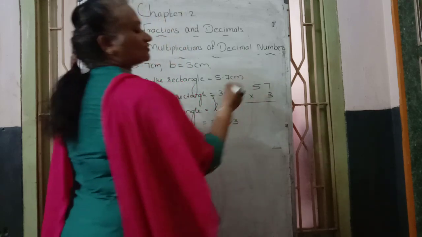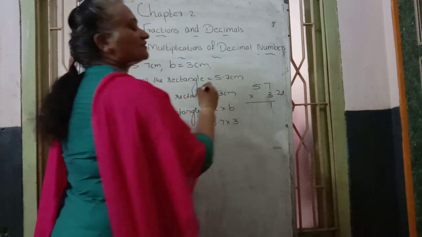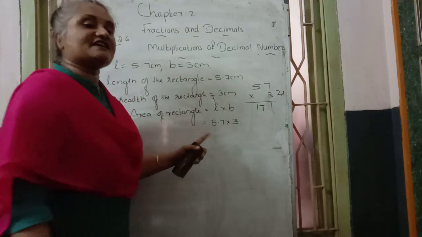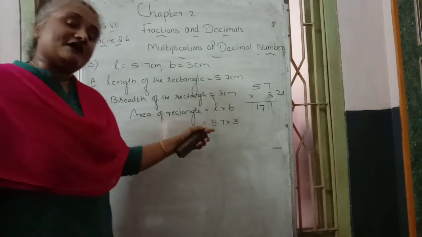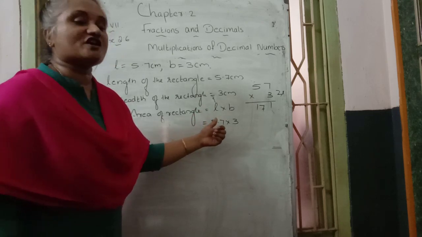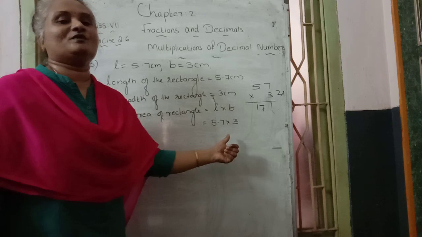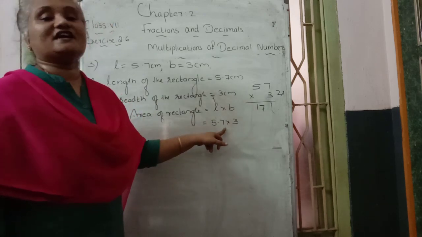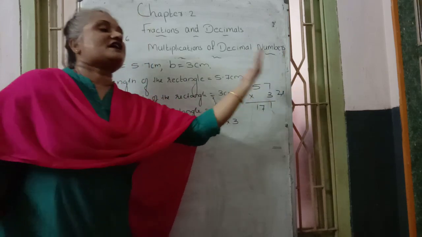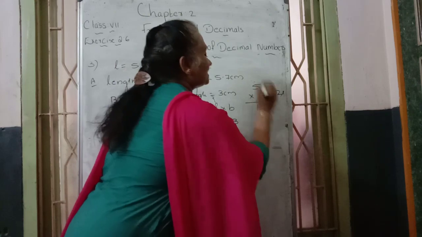Then usual multiplication. 3 sevens are how much? 21. Write 1 and carry 2. 3 fives are how much? 15, plus 2 comes to be 17. 171 is the answer. But our question is a decimal question, so check in the question where the decimal point is and after how many digits. After the decimal point, 1 digit is there. So in the answer place, count from right to left, count 1 place and put a decimal point.